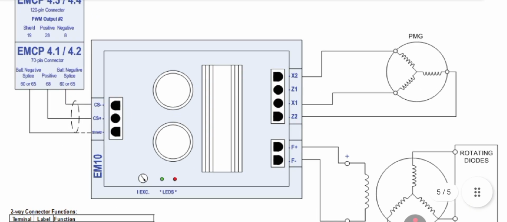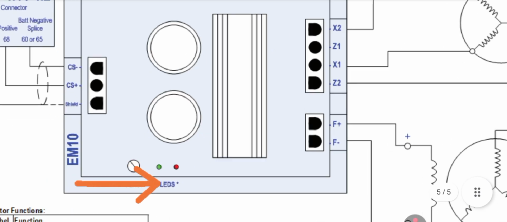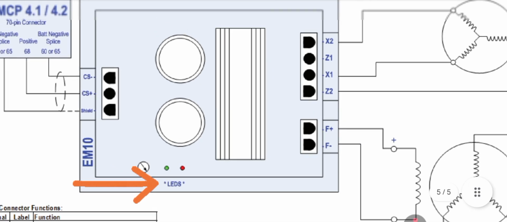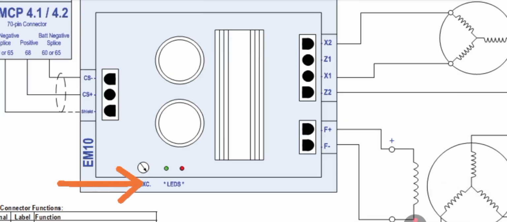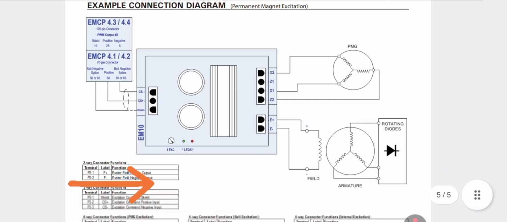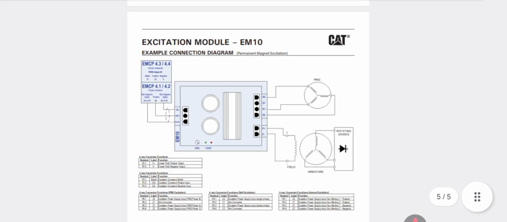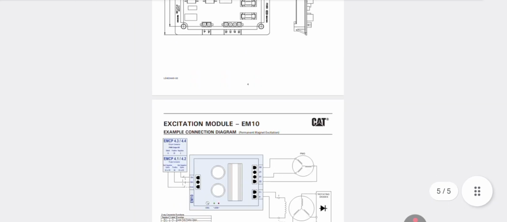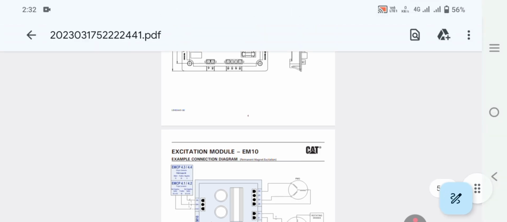As you can see here, we can manually increase and decrease the excitation system from this small potentiometer. Okay, if you want to install this controller on non-excitation generators, let me show you another diagram.